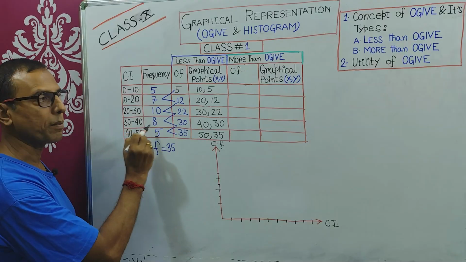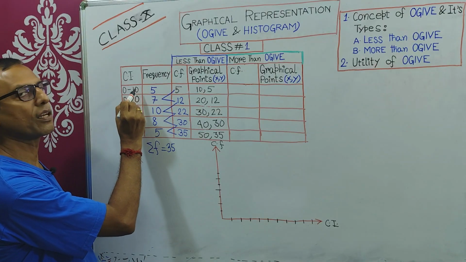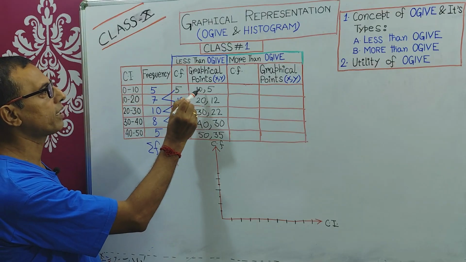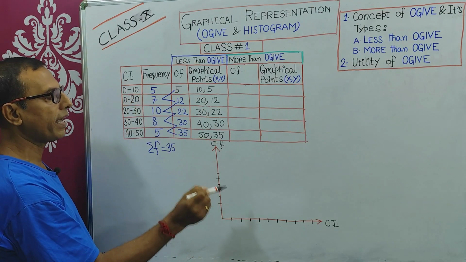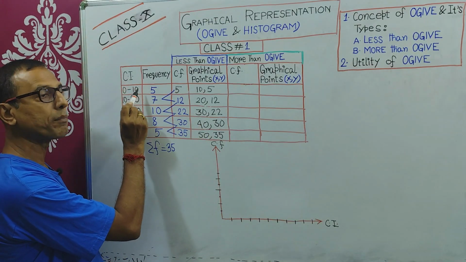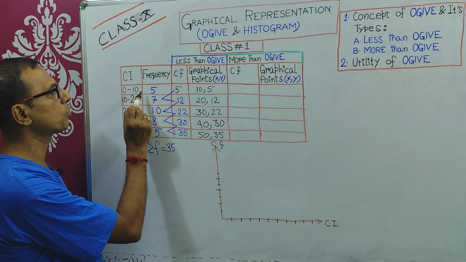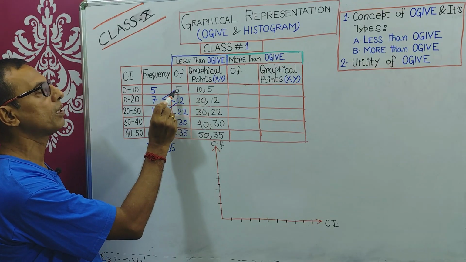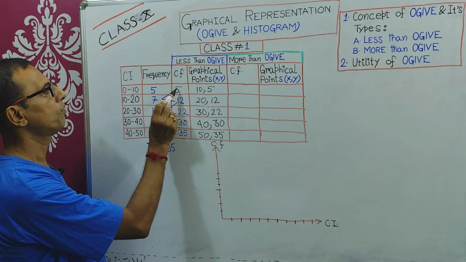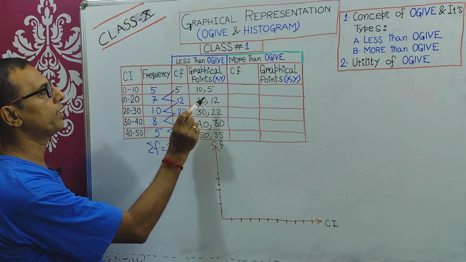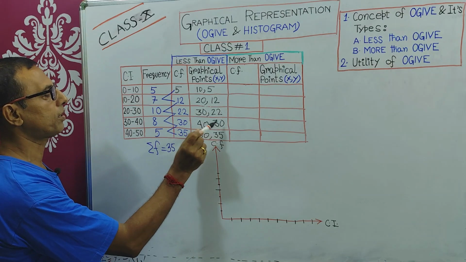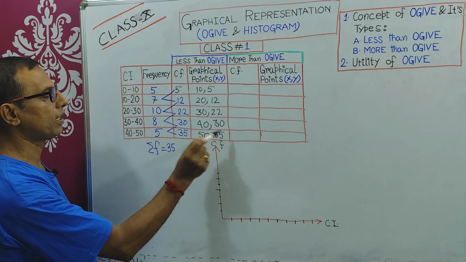And what is the meaning of this less than, why are we taking the upper bound and why do we plot the data this way? Everywhere along the x-axis we are plotting the class interval. Class interval upper bound we take for less than ogive. So we will take 10 and the respective cumulative frequency. So the points are (10, 5), (20, 12), (30, 22), (40, 30), (50, 35).